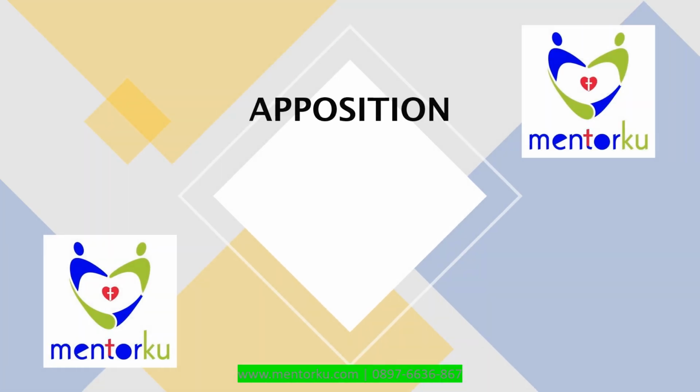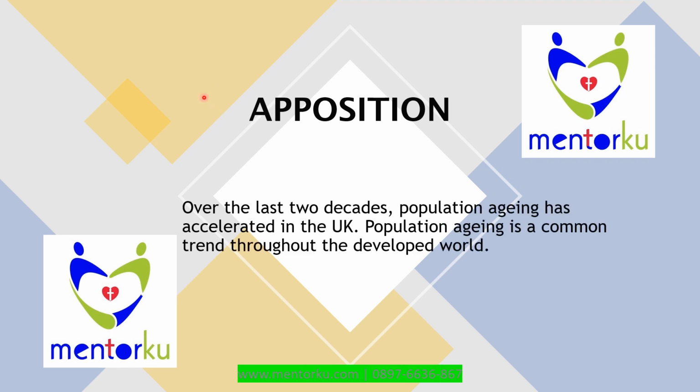And the next cohesive device is apposition. Apposition is a noun that comes before or after another noun and has the same meaning. For example, over the last 2 decades, population aging has accelerated in the UK. Population aging is a common trend throughout the developed world. So we can see that there is population aging in both sentences. Now we can use apposition to make this more cohesive. And it becomes like this.